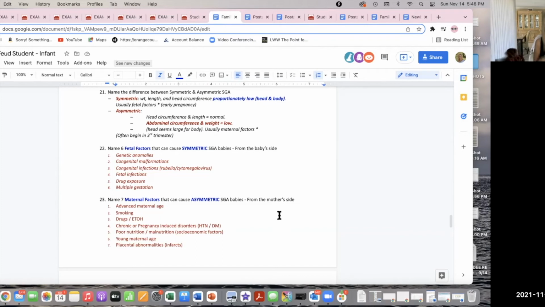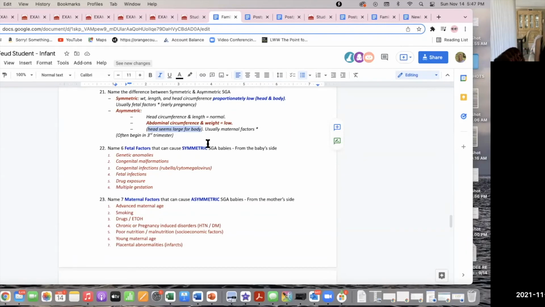So let's talk about asymmetric. Asymmetric now would be where, since the head grows first, the head stays big. The head doesn't lose weight, the body loses weight. So head circumference is normal, the body from IUGR, diabetes, hypertension, the body loses weight. So abdominal circumference and weight are low, okay? And it seems like the head seems large for the body. So symmetric, baby just is small symmetrically, head versus body. Asymmetric, head is big, body is small. The body has lost the weight. When baby loses their weight, the body loses first, okay?